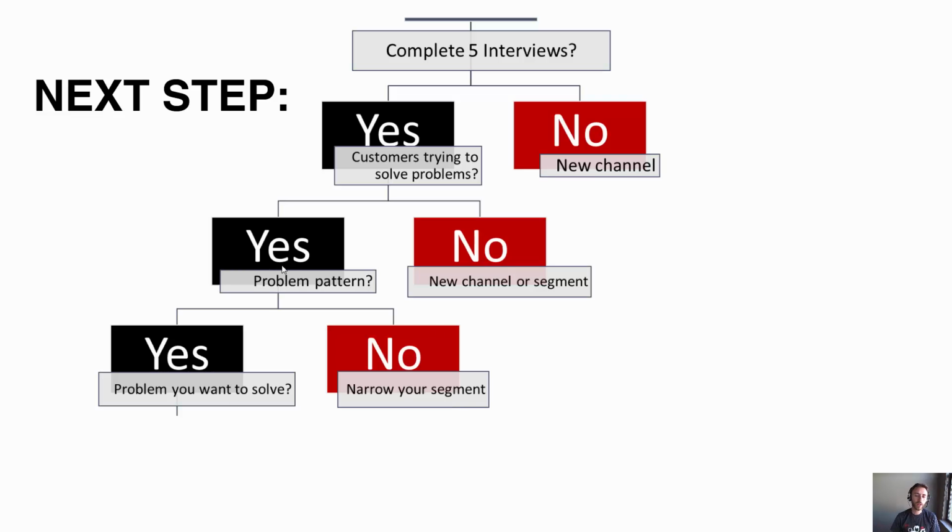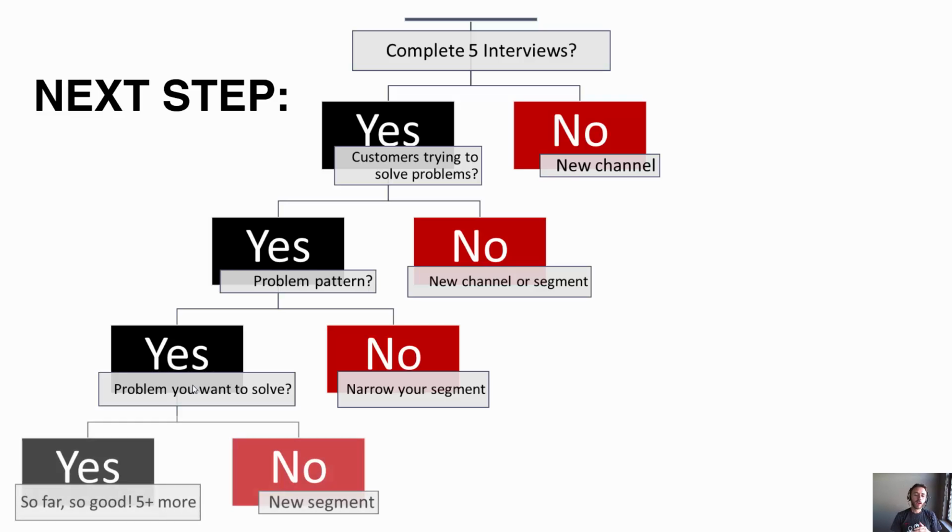All right, if there was a pattern amongst the problems, then you just ask yourself, is this a problem that you want to solve? Will solving this problem help you achieve your victory? Yeah? If it turns out that the problem that they're having is not one you're interested in solving, it's not one that's going to help you achieve your victory, then the answer is very clear. You've got to go find a new segment. There's no point in doing it in a different channel. Let's find a new segment that is going to possibly help you achieve your victory.